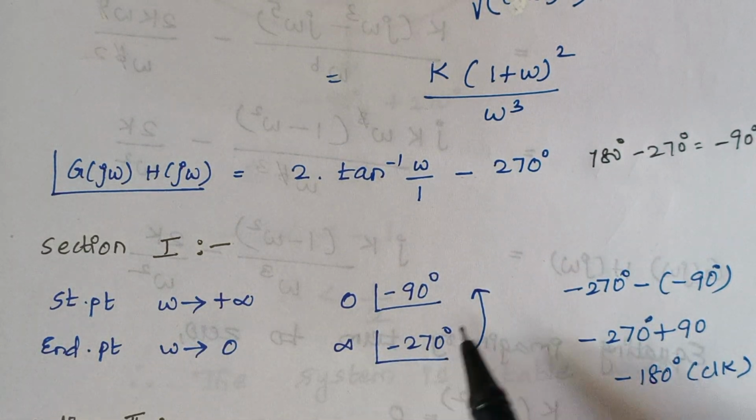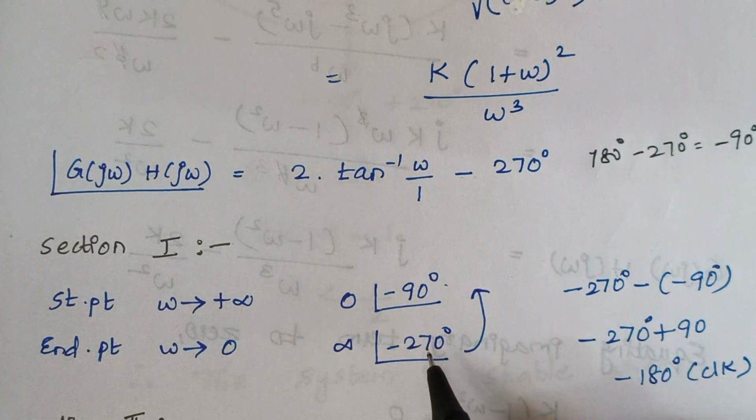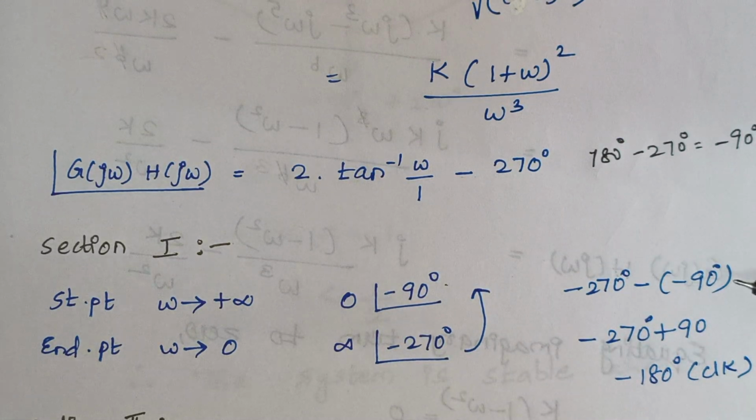Right. And how to find the angle of rotation? We have to subtract like this. That is minus 270 degree minus of minus 90 degree. So this gives rise to minus 180 degree. So this negative sign indicates we have to rotate in clockwise direction. Right. Then we are going to analyze section 2.